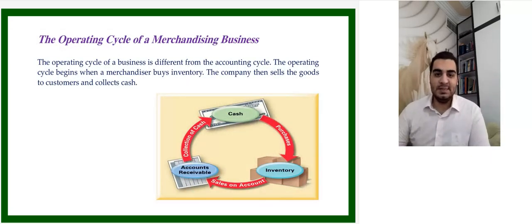Next, on this page, it's the operating cycle of a merchandising business. And as I told you earlier, it's a bit different from the accounting cycle. The operating cycle usually begins when the merchandiser buys inventory and pays cash, and then the company sells the goods to customers and then collects the cash if the selling was on account.